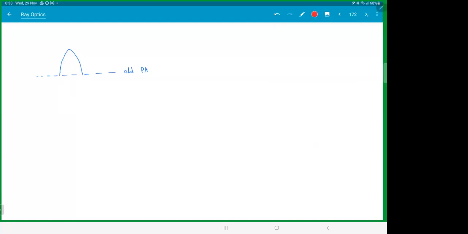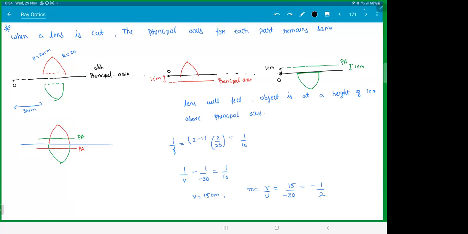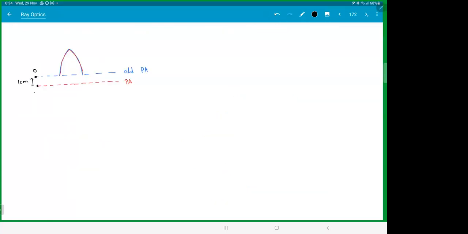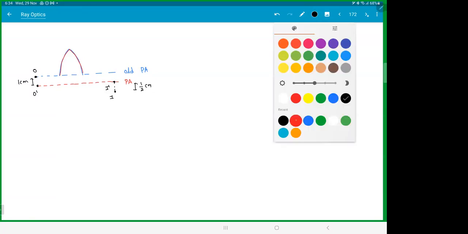So listen carefully. This is where people goof up. After doing this much, they goof up. This is the new principal axis. The object is here, 1 centimeter. So what did you get? You got 15 centimeters and magnification is minus half. Meaning from this location, let's call it O dash, the image will be somewhere here, I dash, and magnification is half. So this will be this way, half centimeter. Meaning from the actual location, the image is actually 3 by 2 centimeters below.